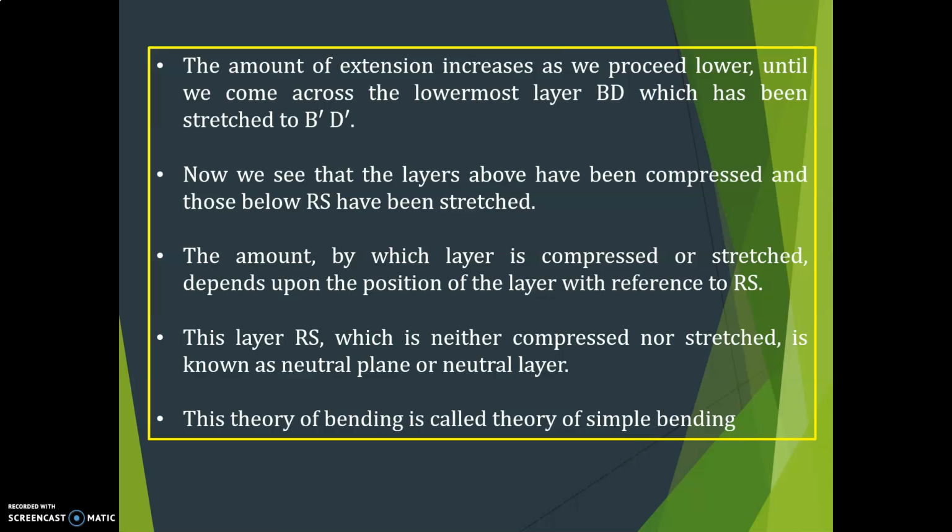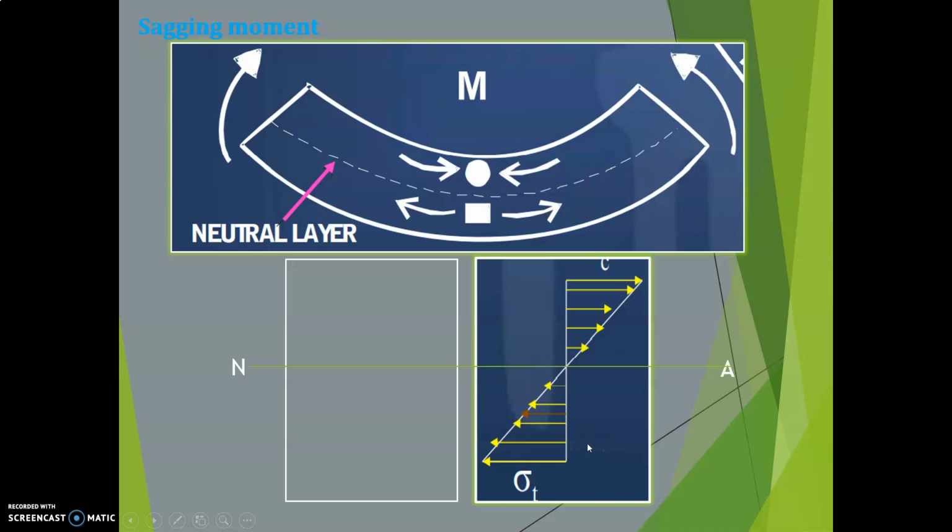When you apply a bending moment on a simply supported beam, what happens? The top layer is compressed and the bottom layer is stretched. So there will be compression in the top layer and tension in the bottom layer, but the middle layer, the layer which is neither compressed nor stretched, is called the neutral plane or neutral layer. This is the theory of simple bending.